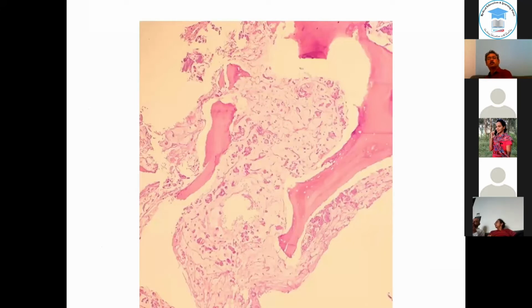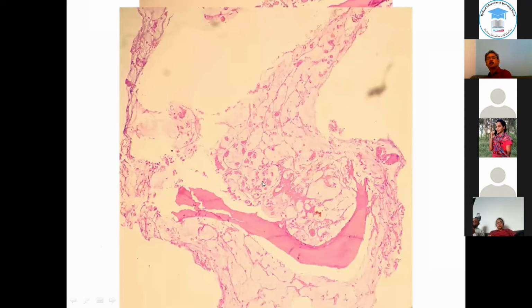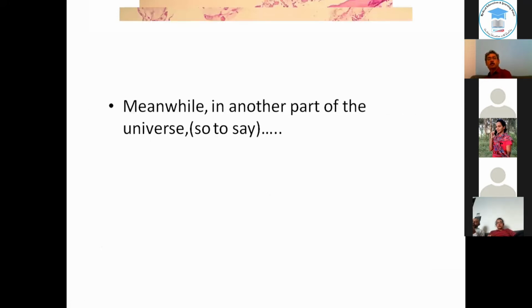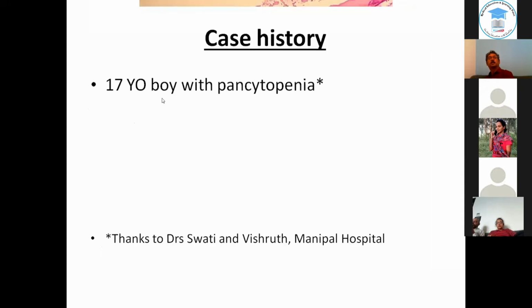Well, here, for instance, a bone marrow with abundant mucin, lots of mucin and glands, and this was a colloid carcinoma of the rectum. But in another part of the universe, so to say, and I'm grateful to Dr. Swati and Vishut from Manipal Hospital for sharing this case which they had last week.